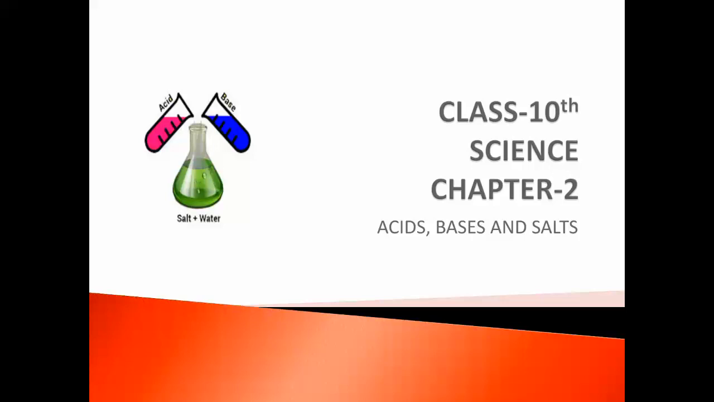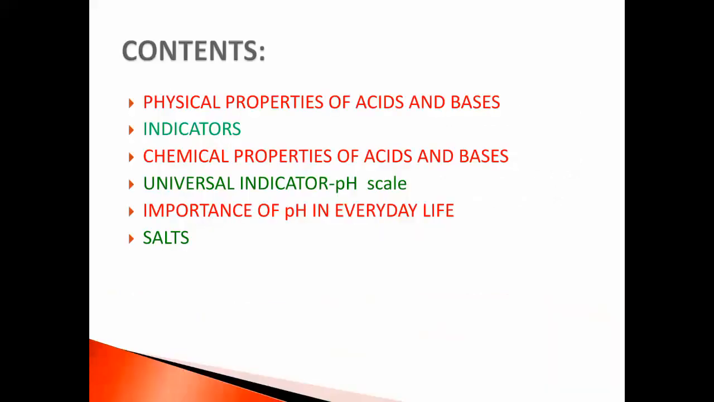So let's start chapter 2. Our today's topic is acids, bases and salts. In this chapter we will study the following things. Number 1 is physical properties of acids and bases. Number 2, indicators. Number 3, chemical properties of acids and bases. Number 4, universal indicator. Number 5, importance of pH in everyday life. And the last topic is salts.